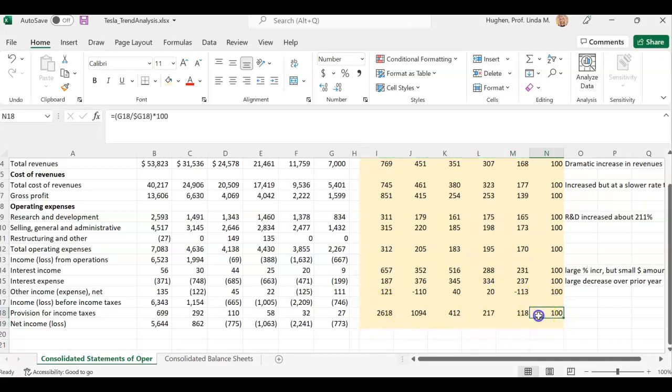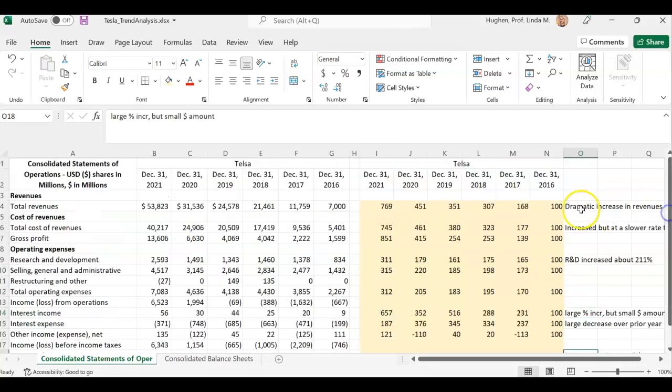You see that taxes went up dramatically, but if we look at the dollar amounts, we see that the base amount was very small. So even a rather small change of that small denominator base amount is going to result in a large number. So again, this is a large percentage increase, but a small dollar amount. So it's really not that meaningful.